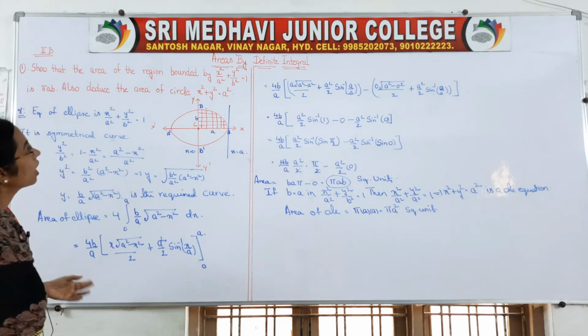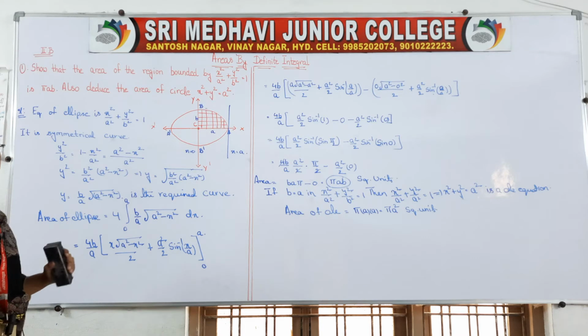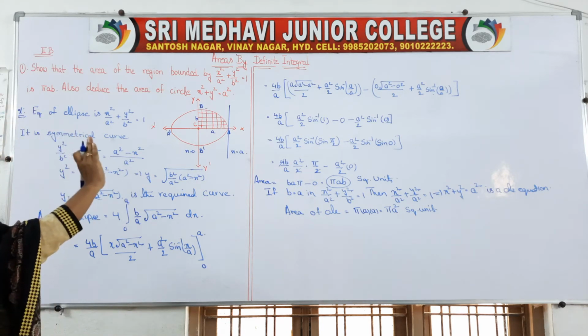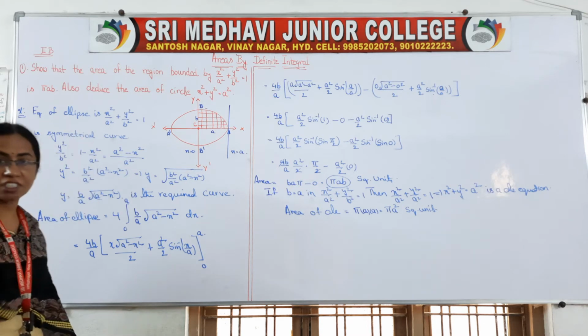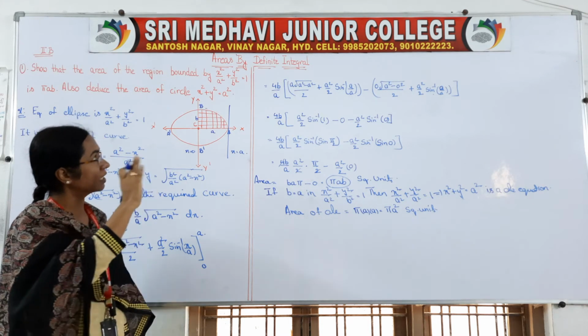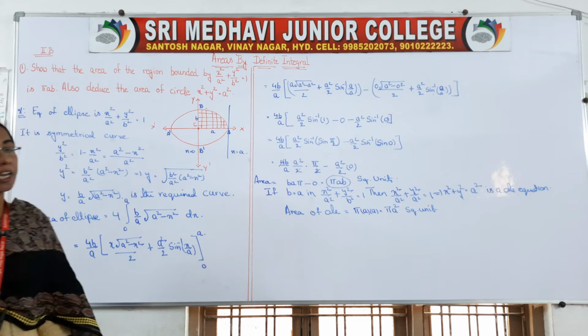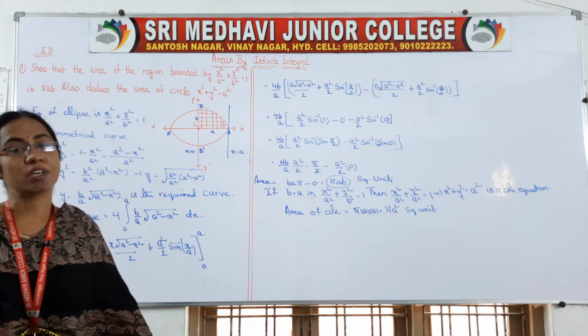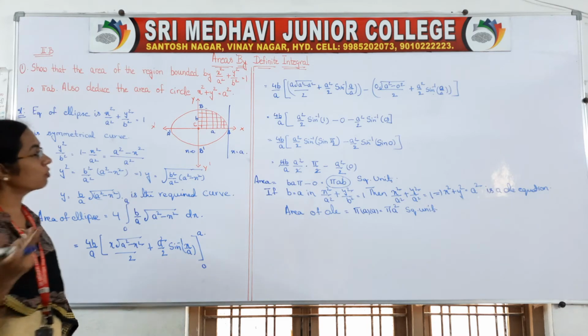So how did we get this equation? First, show that the area bounded by the equation given to you. Just by seeing that equation, you will know that it is an ellipse equation. So we have to find the area covered by the ellipse. So how will we find it?